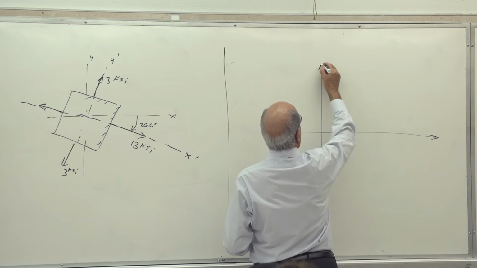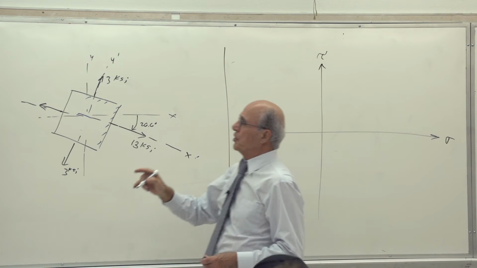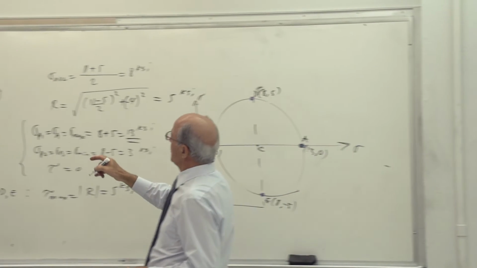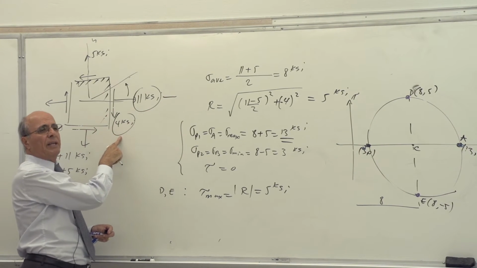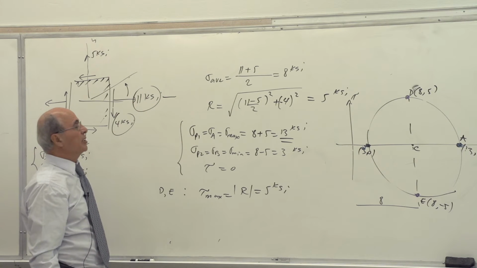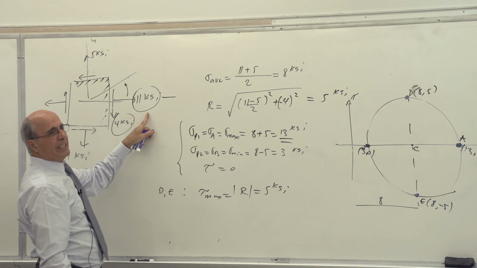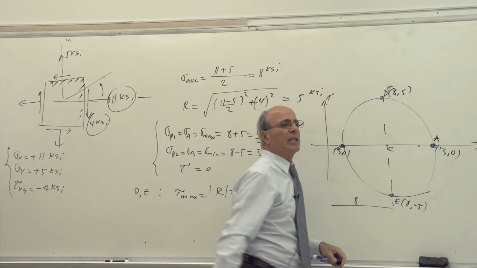Now, here we go. This is your sigma. This is your tau. Now, what is the stress on this direction? This is the x direction. Notice you have a sigma and you have a tau. That should give you a point there. Yes or no? Where is that point? 11. Yes or no? Where is 11? This is 13. 11 is here. Is that correct or not?